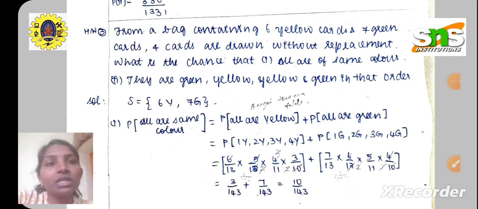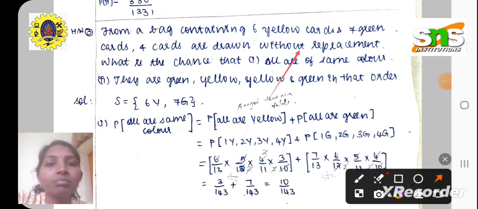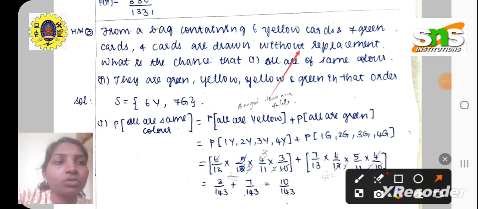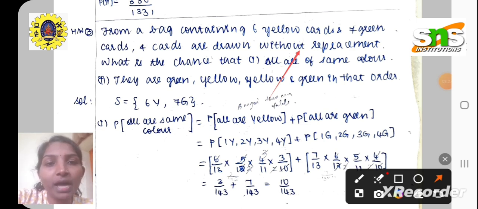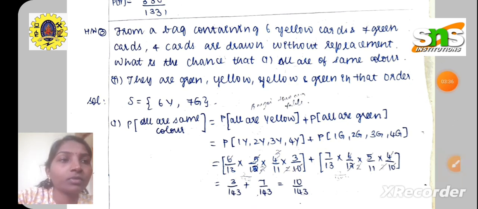So here the major drawback is that we have a setting that is without replacement, which means once a ball is drawn, it cannot be put back into the bag. So the number of balls inside the bag will get reduced while drawing again and again.